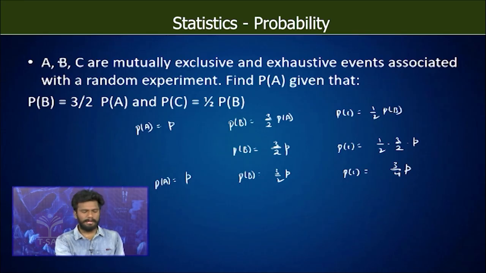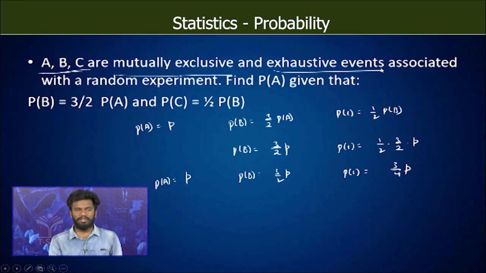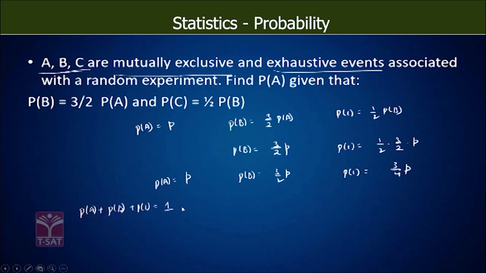So here it is saying A, B, C are mutually exclusive and exhaustive events. So what's the meaning of that? P of A plus P of B plus P of C summation must be equal to 1 because they are mutually exclusive and exhaustive events. So add P plus 3 by 2 times of P plus 3 by 4 times of P, which will be equal to 1.